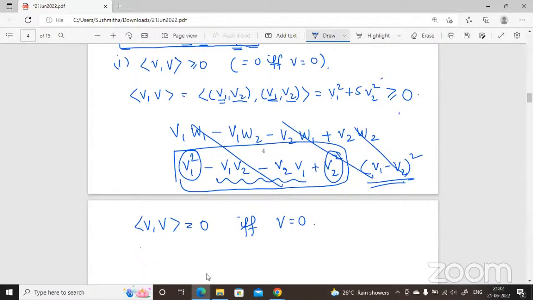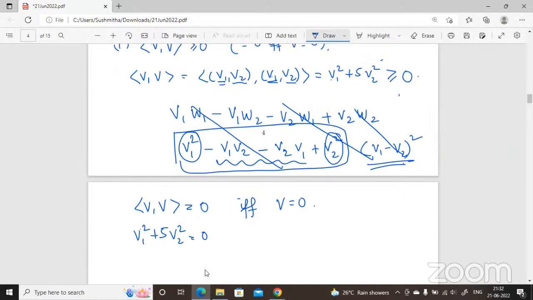Yes, ma'am, because we have to apply this operation on the vector with itself. Yes, right. So I'll get this. When will this be equal to 0? When both v1 and v2 are equal to 0. Otherwise, it could be positive, it could be negative. No, it will always be positive. Yeah, here in this case, it would be positive.